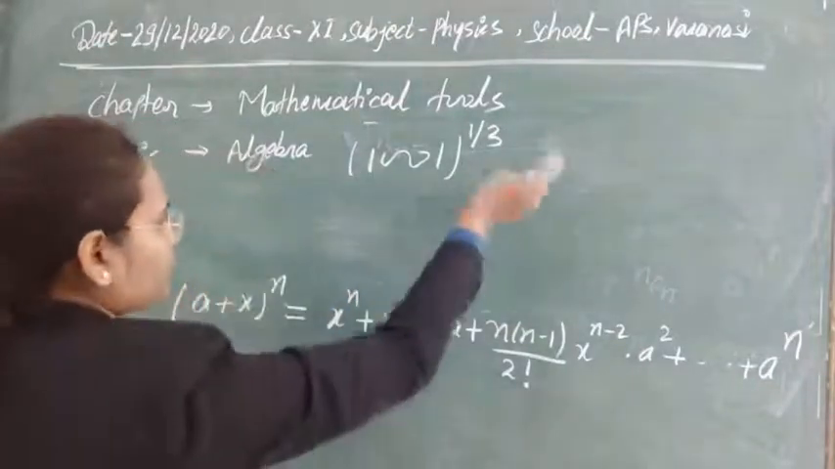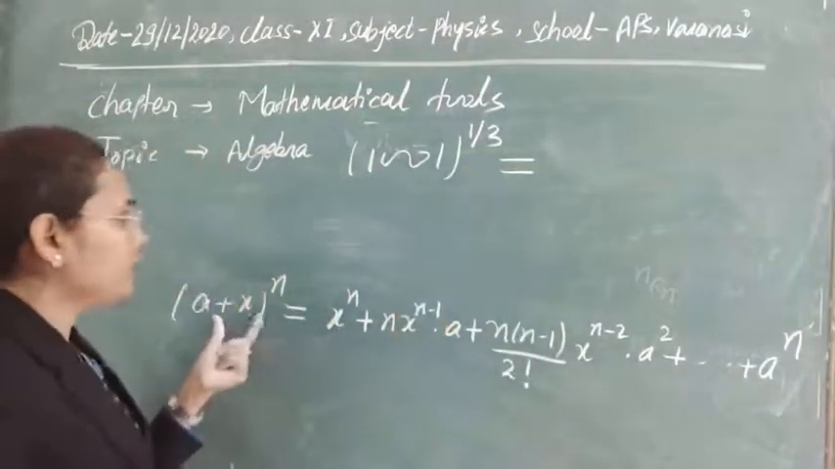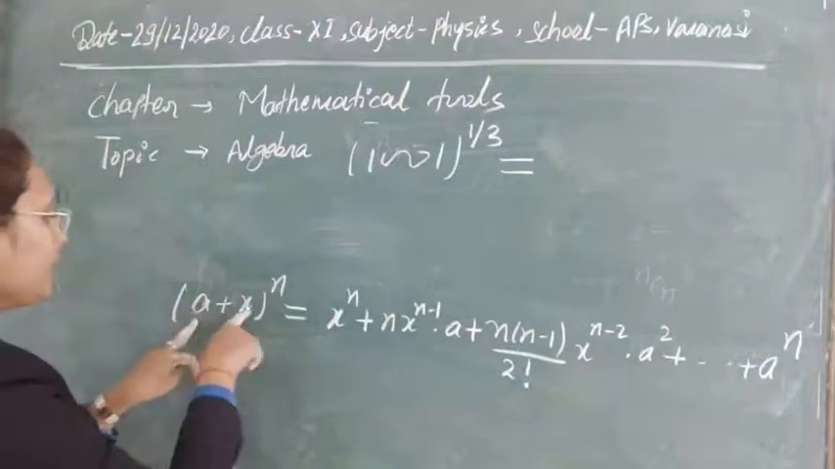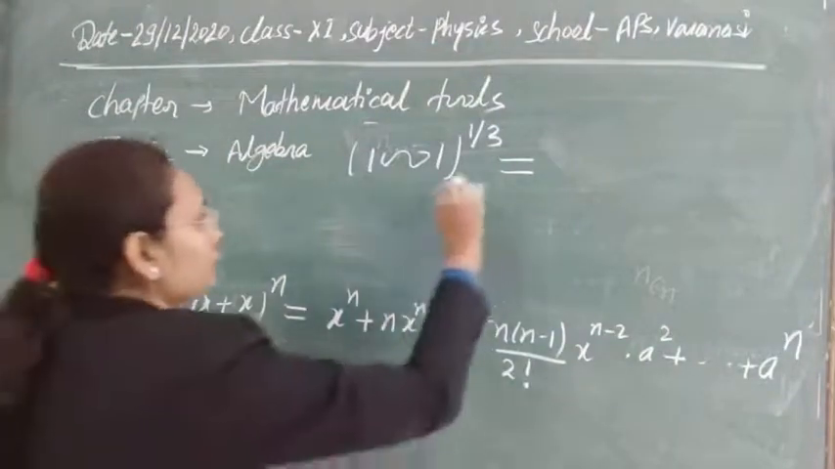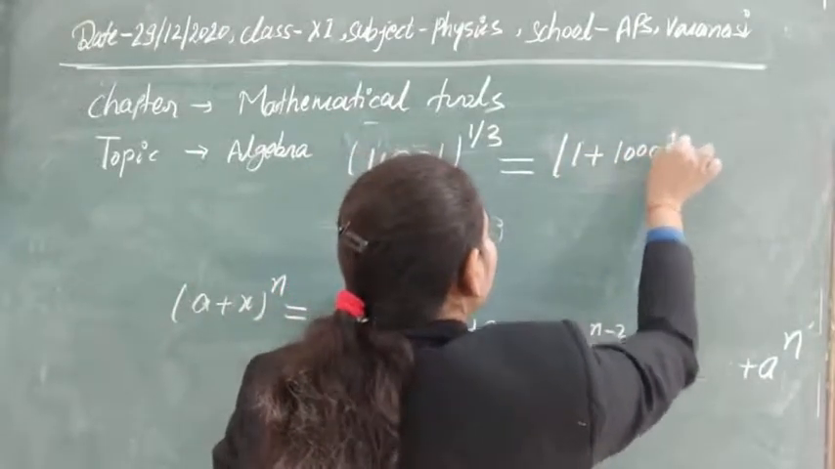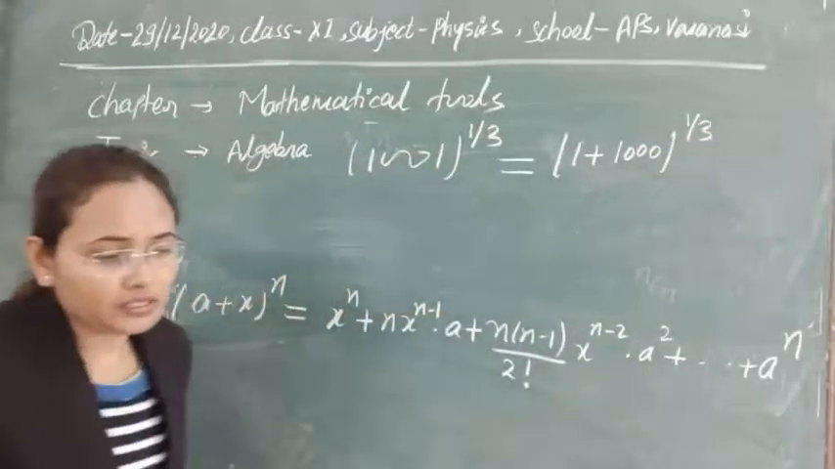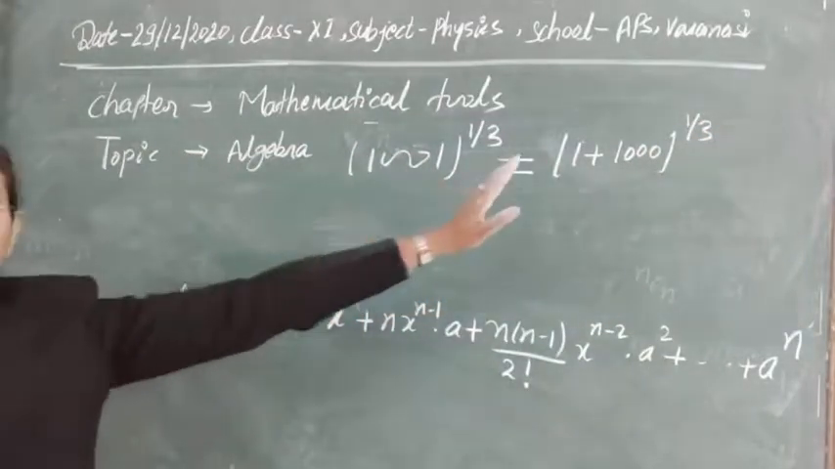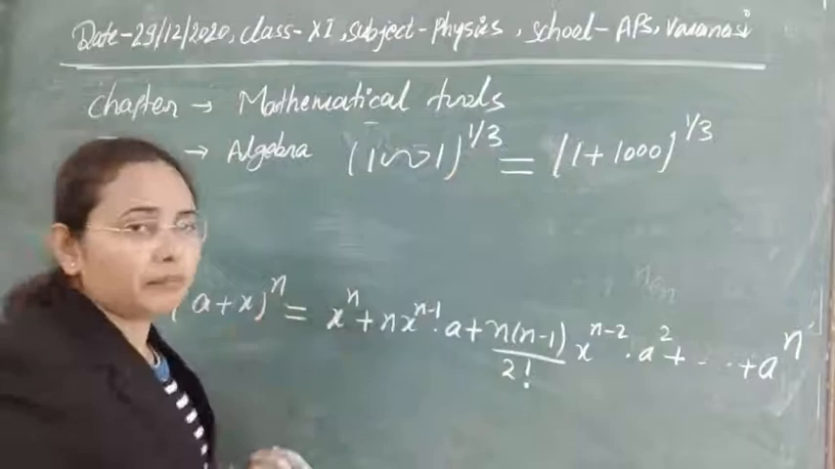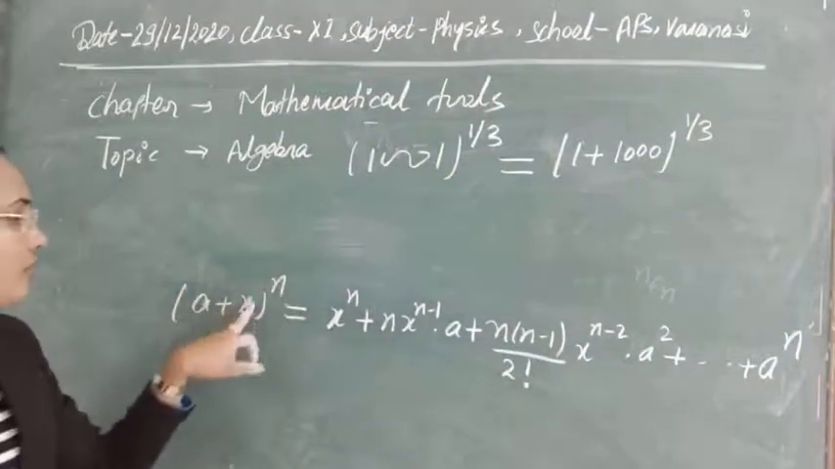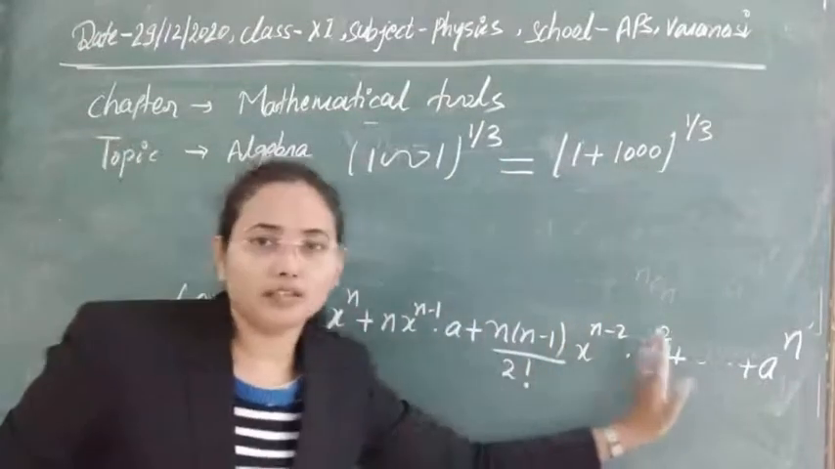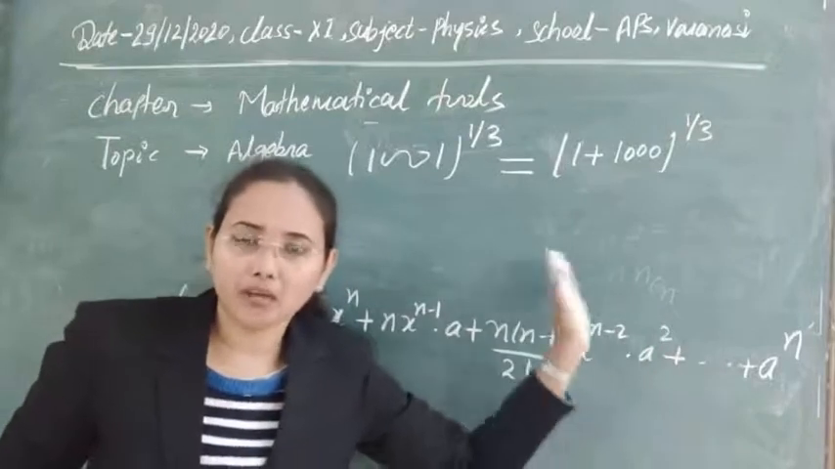Now let's see its expansion with the help of the formula. First of all, whenever you see such types of things, you have to convert it into the a plus x form. So you can write it as 1 plus 1000 power 1 by 3. Now this is converted into a plus x form, and you can apply the binomial expansion easily. Here the value of n is 1 by 3, the value of a is 1, and the value of x is 1000. Now just put all the values into the formula, and after that you will be able to calculate it easily.